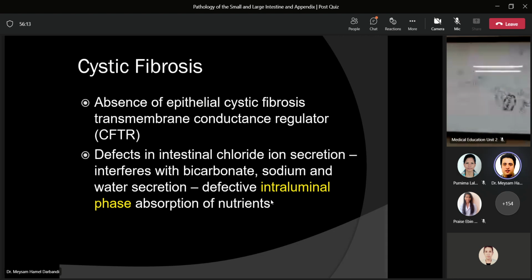What amino acid will be deleted? You should know this, because it's important for your board exam. Phenylalanine, right? Phenylalanine will be deleted at position 508. Okay, so what is the job of this CFTR normally?